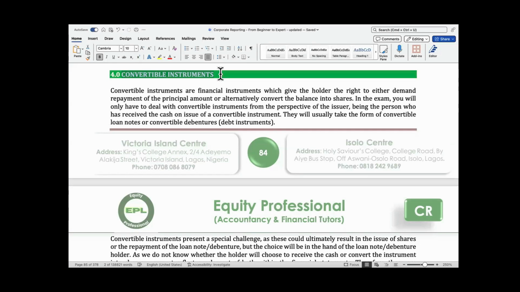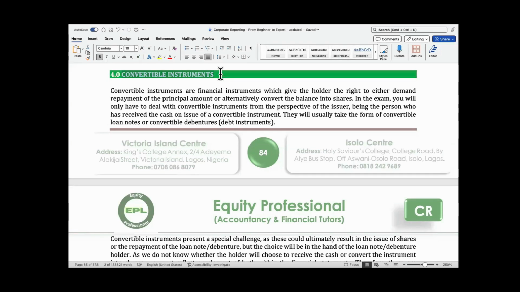So it's just like somebody lent me money in this class. You gave me 2 billion naira to invest in our school. To me, having collected the money from you, I have a financial liability.